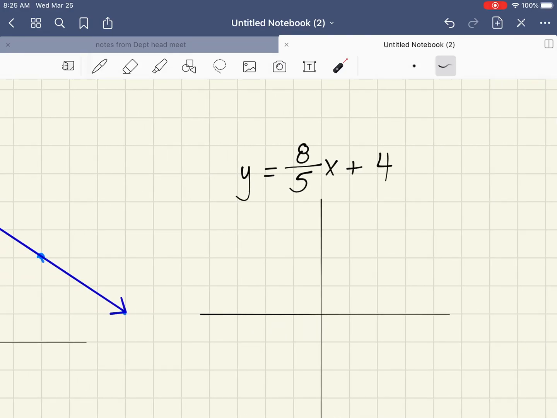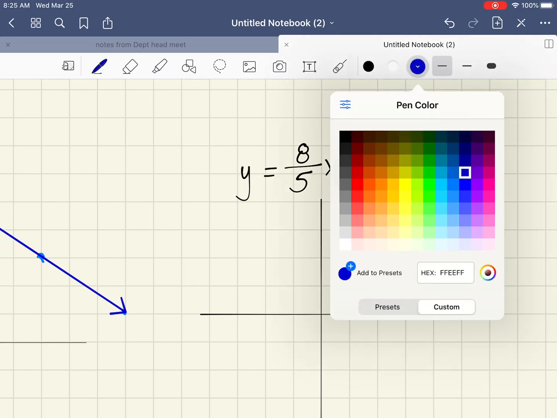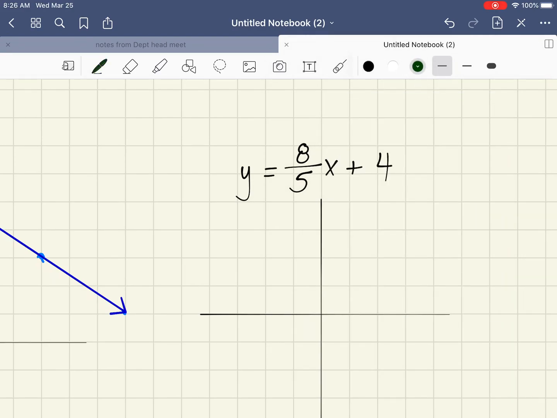This graph definitely throws a wrench into some people, or throws a wrench at some people, I should say. So here's our y-intercept of 4. So that's hopefully pretty straightforward. Go to 4 on the y-axis.